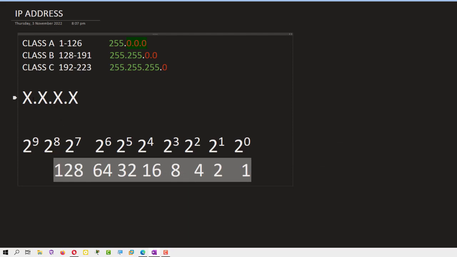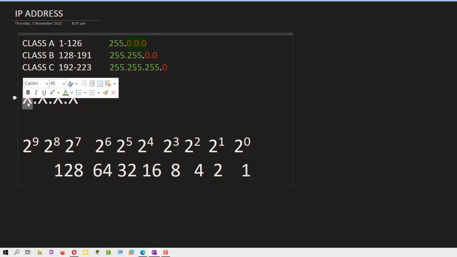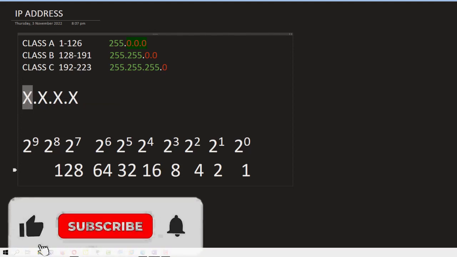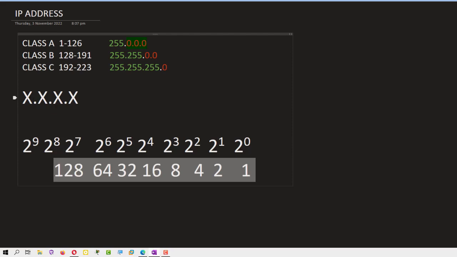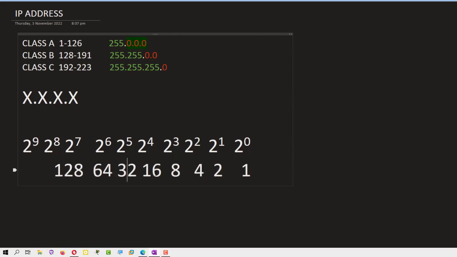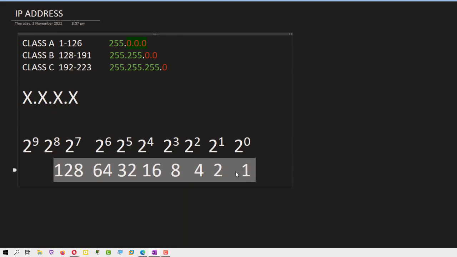Now this is why each digit we put here will be represented by this figure here, and this is the one that will determine how many bits we have in here. So if you watch, 1, 2, 3, 4, 5, 6, 7, 8. So this is what will make this an octet, an octet, an octet, and an octet. These numbers, we call them the placeholders. If you know these numbers, converting to decimal and binary will not be an issue.